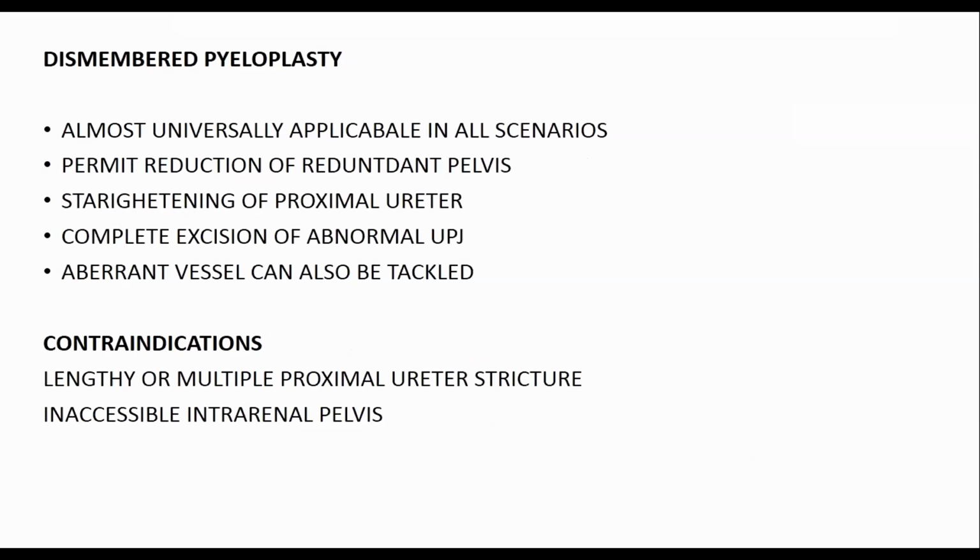Pyeloplasty can be divided into a dismembered pyeloplasty or a non-dismembered pyeloplasty. The dismembered pyeloplasty was promoted by Anderson Hynes. It is almost universally applicable in all scenarios. It permits reduction of the redundant pelvis, straightening of the proximal ureter, and complete excision of the abnormal UPJ. Even an aberrant vessel can be tackled.